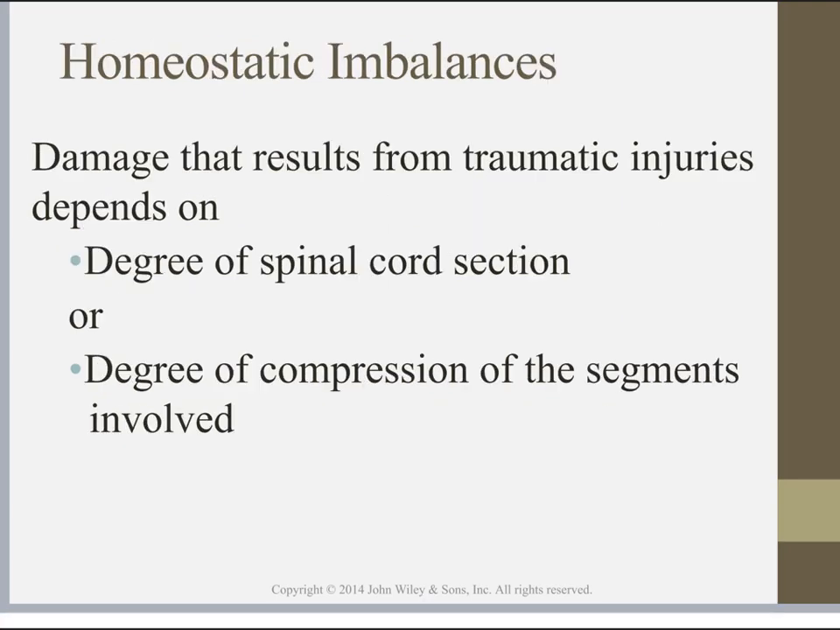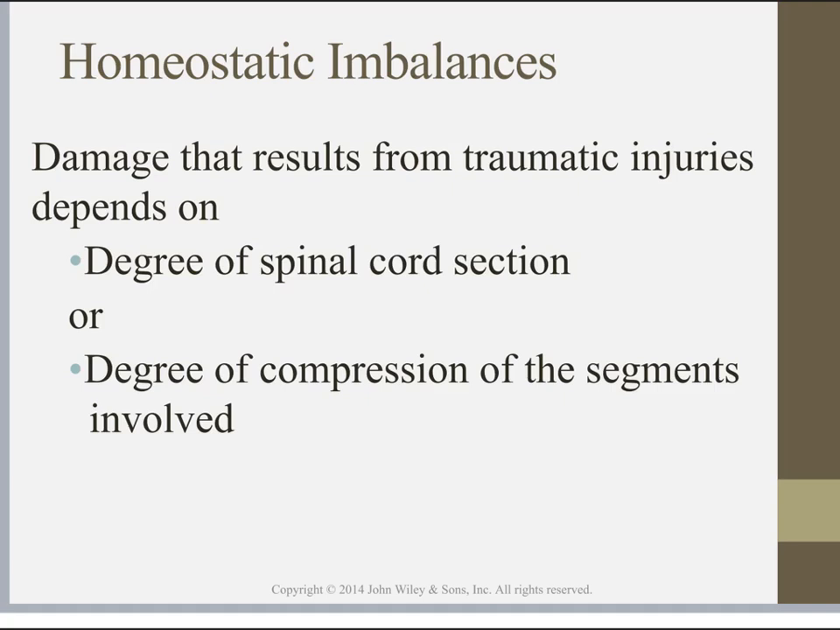Now again, for homeostatic imbalances, damage that results from traumatic injuries depends on a couple of things. Number one, it depends on the degree of spinal cord section, so where that damage occurred, or the degree of compression of the segments involved. So again, we talk about things like paralysis or loss of feeling, where when you have a traumatic injury like a car accident, people could be temporarily paralyzed in certain regions of their body because of massive damage and swelling. But again, with things like that, we talk about the degree of compression or degree of injury to a section. We say that with time, when that swelling minimizes and goes down, we usually regain movement or feeling in that area.